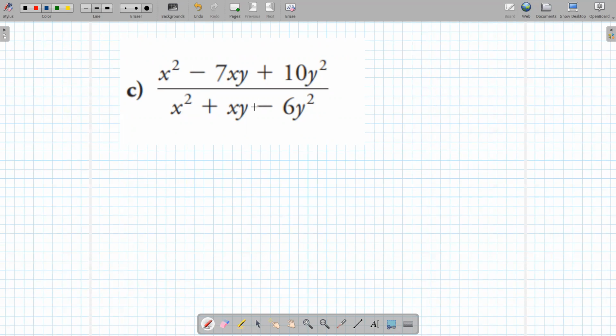Look at this. There's multiple xy's going on. No problem. This is just a quadratic trinomial. These are both manageable. For the top one, what does it multiply and add up to? It multiplies to 10, adds up to -7. What are the numbers?